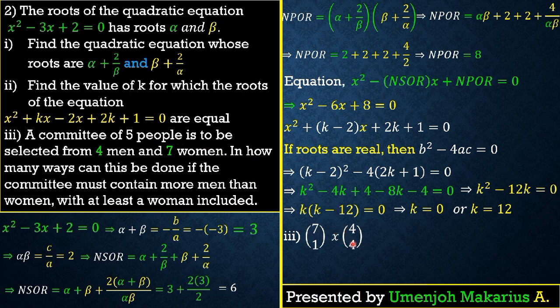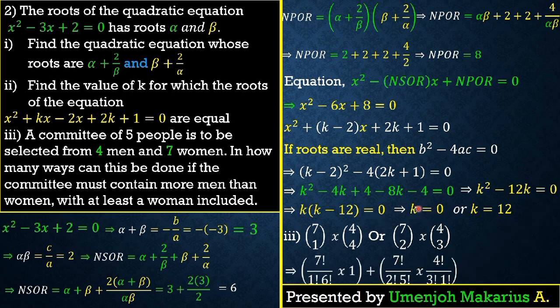Or we can still select two women from seven women, and we select three men from four men. You notice that these are the only cases we are going to have, because if we proceed further, we would be selecting three women from seven women, then two men from four men. You see that the number of women would already be more than men, so that condition fails. So these are the only possible outcomes.